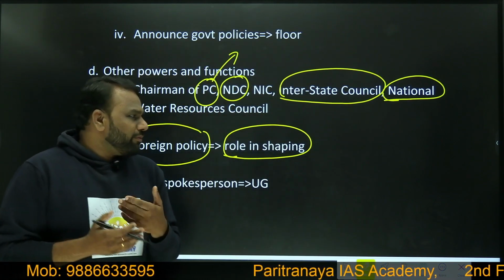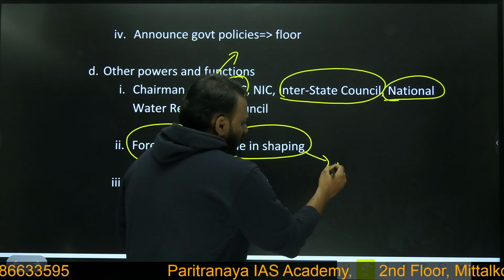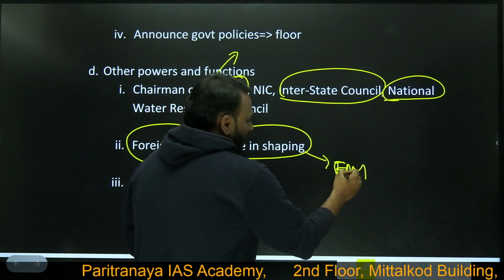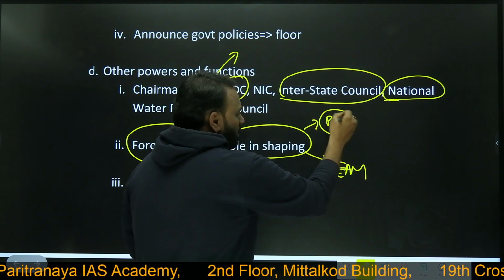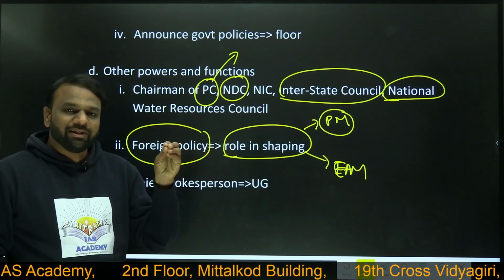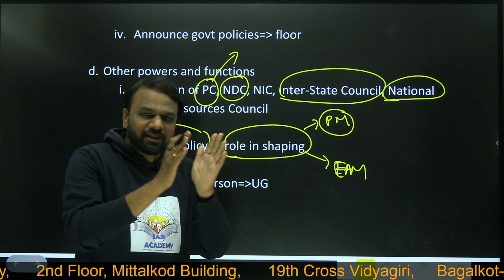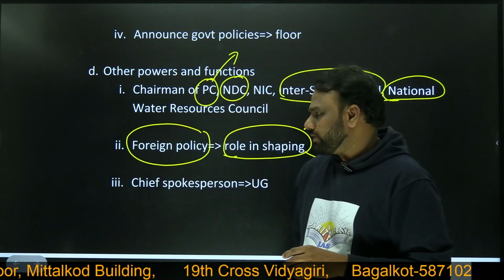So when we want to establish this relationship, there are many people involved. The foreign minister is there, or the external affairs minister. But even the external affairs minister has to work according to the direction set by the Prime Minister. So the major person who plays an important role in shaping the foreign policy is the Prime Minister. Very important.